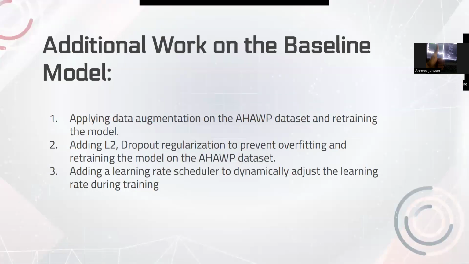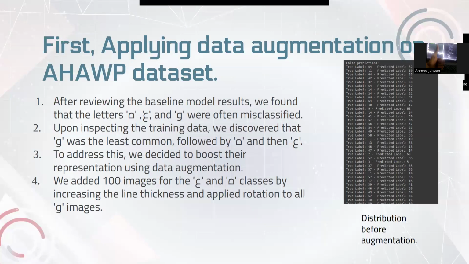And additional work that we did: we used data augmentation, added L2 for regularization and retrained the model, and finally added a learning rate scheduler to dynamically adjust the learning rate. After reviewing the baseline, we did the data augmentation by adding 100 images in the Ain class by increasing the line thickness and applied rotation to all the waw images.